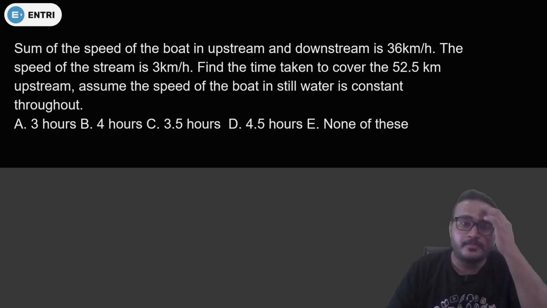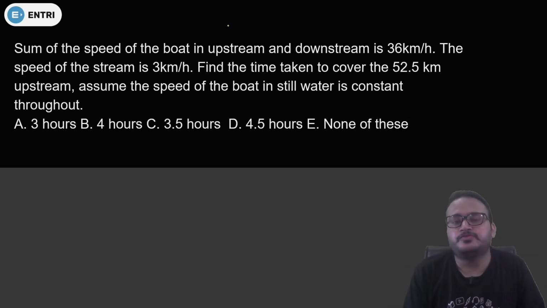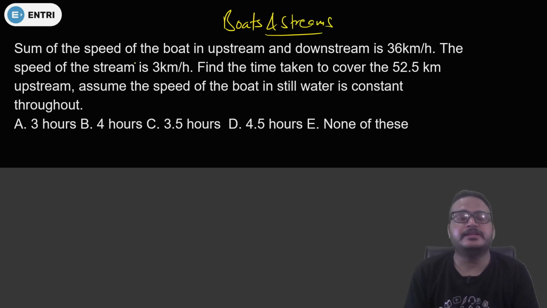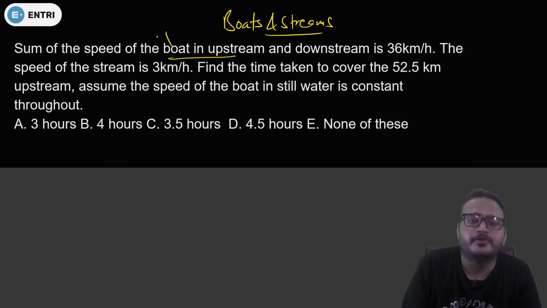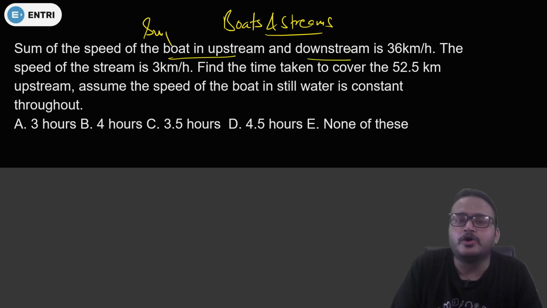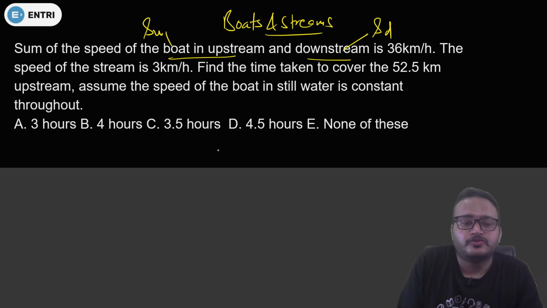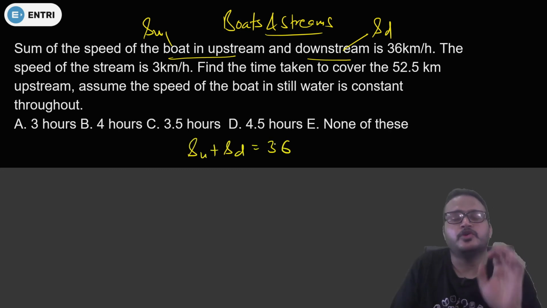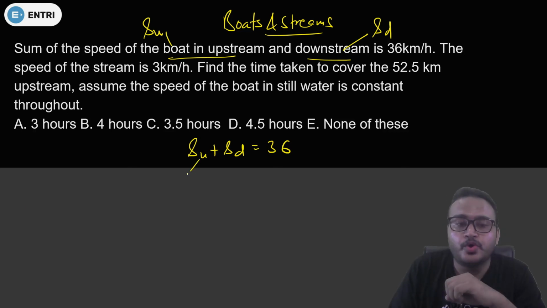Okay, so the next question, guys, is from speed, time and distance, specifically from the boats and streams segment. Okay, let's see how we can solve this. Basically, the speed of the boat in upstream, I am taking it as SU, and in downstream I am taking it as SD. So guys, SU plus SD is given as 36 km/h. And very well, SU is what? Speed of boat plus or minus speed of current.